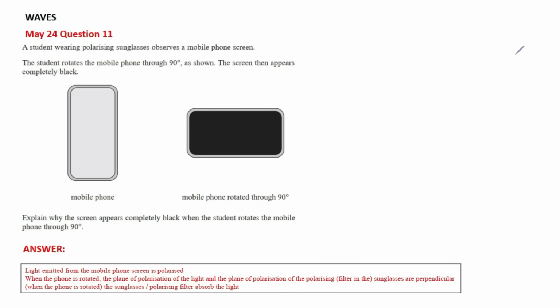This only works if it's polarized light. The screen will only turn dark if it's polarized light. When the phone is rotated, the plane of polarization of light and the plane of polarization of the filter are perpendicular. And when they are perpendicular, the filter will absorb all of the light. So when the phone is rotated, the glasses or the filter absorb the light. This was a very basic question from this year, May 24.